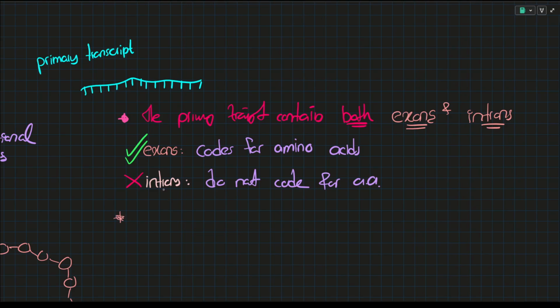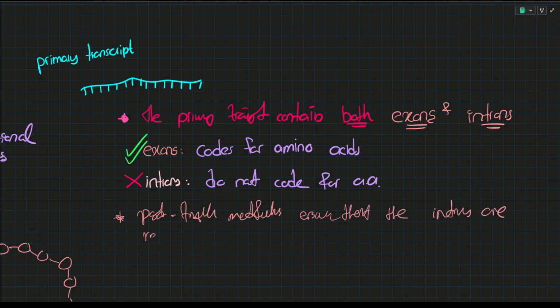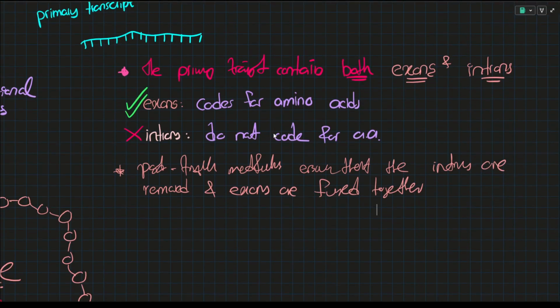Now, we don't want garbage. So post-transcriptional modifications ensure that the introns are removed and the exons are fused together. I hope you can understand my handwriting. You take away the introns. We don't want introns. They have to be removed and the exons are fused together. And after that is done, I get a mature mRNA molecule.